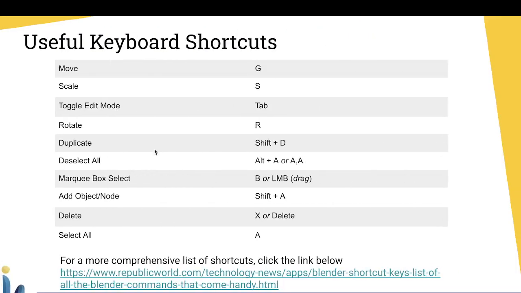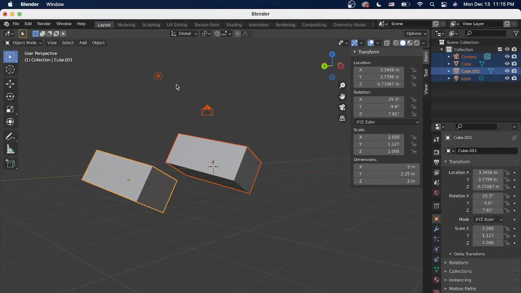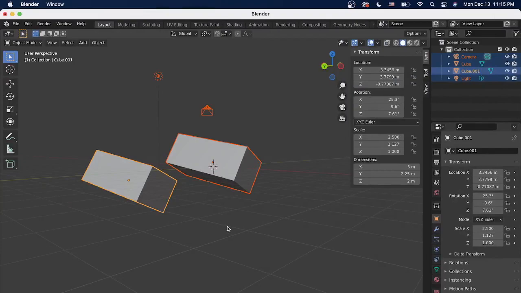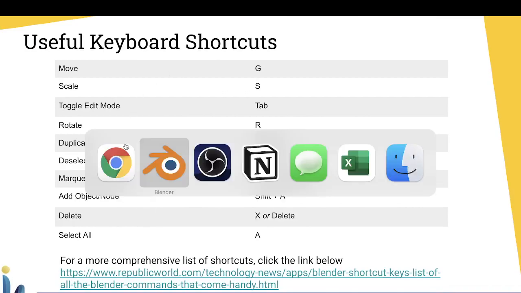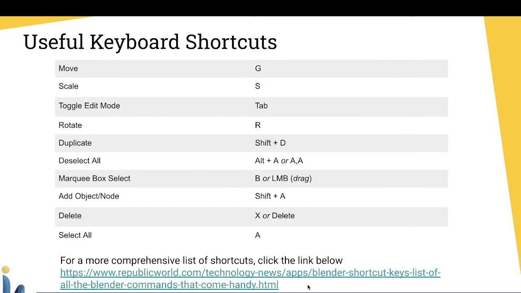And then say I want to select everything in this entire scene, I can just hit A. Everything will be selected, including the lights and the camera. And then if I want to deselect everything, I can just hit Alt A, or I can just click out. And then, yes, these are some of the useful keyboard shortcuts. And then for a more comprehensive list, you can click the link below. It'll take you to a nice link with more detailed actions and commands.